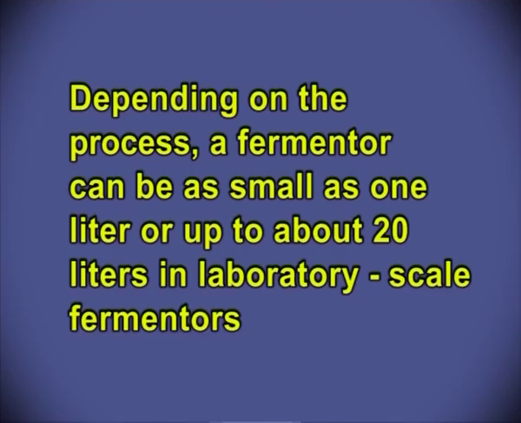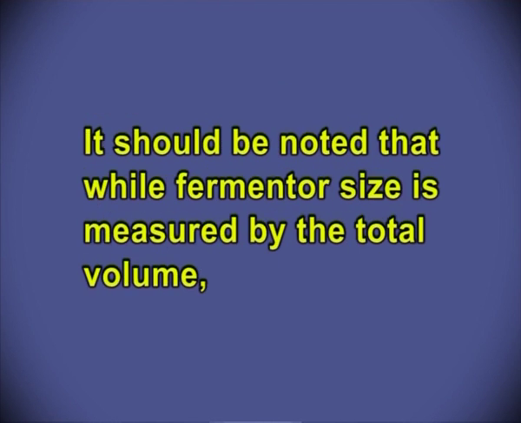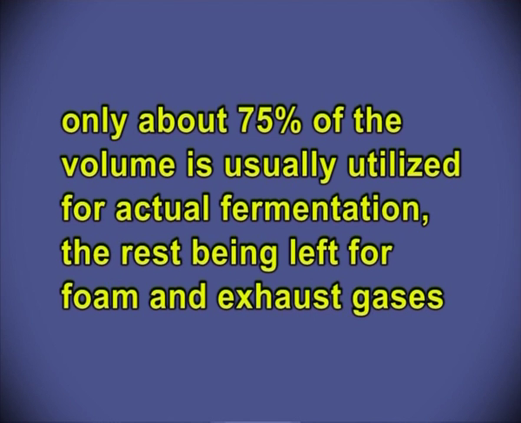Depending on the process, a fermenter can be as small as 1 liter or up to about 20 liters in laboratory scale fermenters, and range from 1 lakh liter to 5 lakh liter, approximately 25,000 to 1,25,000 gallons, for factory or production fermenters. It should be noted that while fermenter size is measured by the total volume, only about 75% of the volume is usually utilized for actual fermentation, the rest being left for foam and exhaust gases.